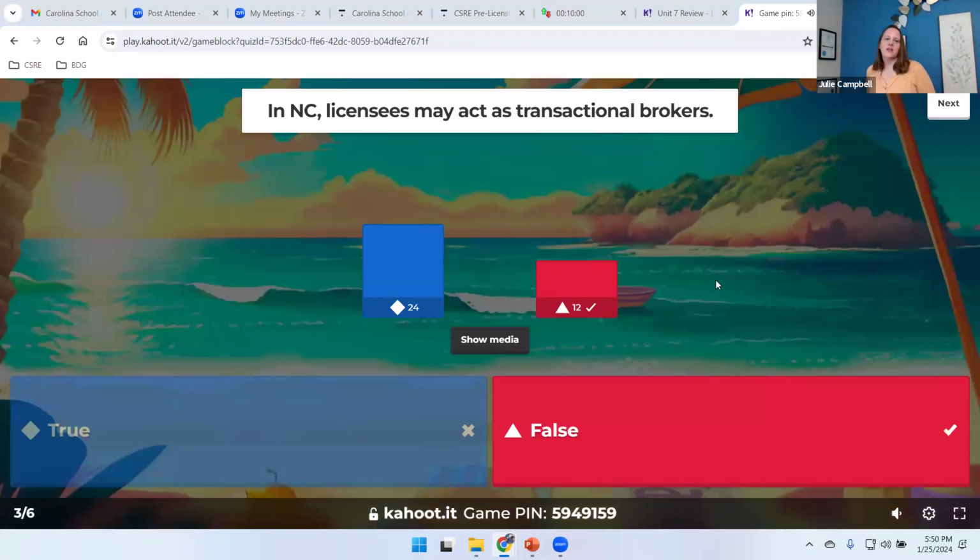In North Carolina, we cannot act as transactional brokers. That is false. And a transactional broker, also known as a facilitator broker, how many clients are in the transaction? How many clients? Zero. How many customers? Two. In order for me to be involved in a transaction, somebody has to be hired. It may not be me, it may be the other agent. But if we have a transaction where no agents are hired, you and I cannot facilitate.